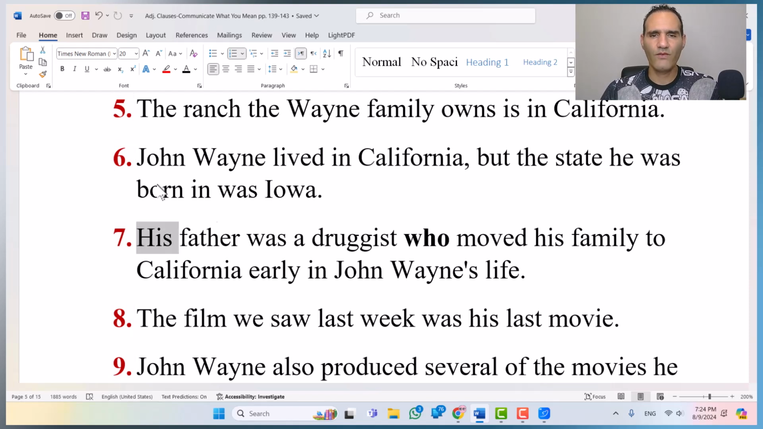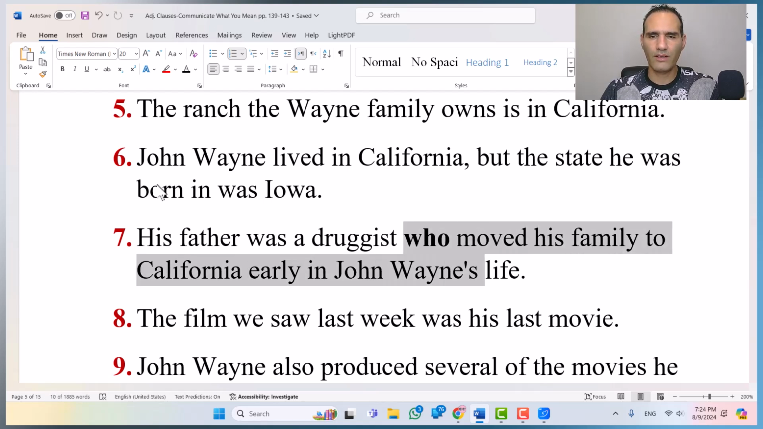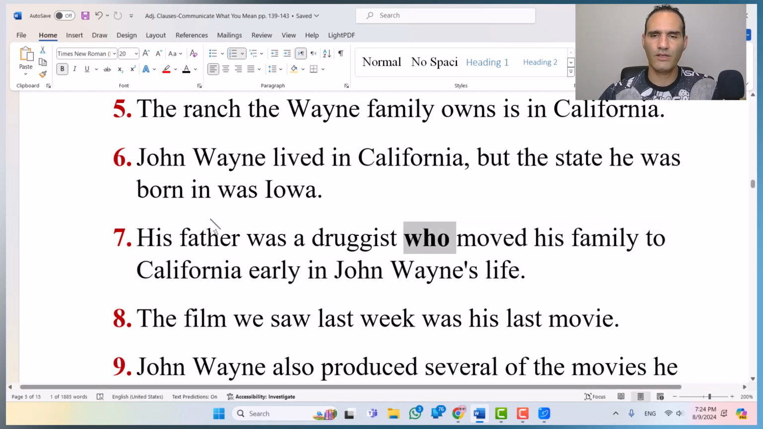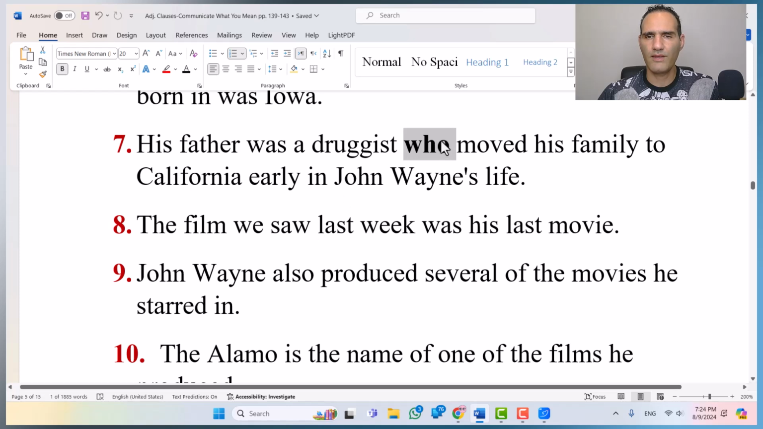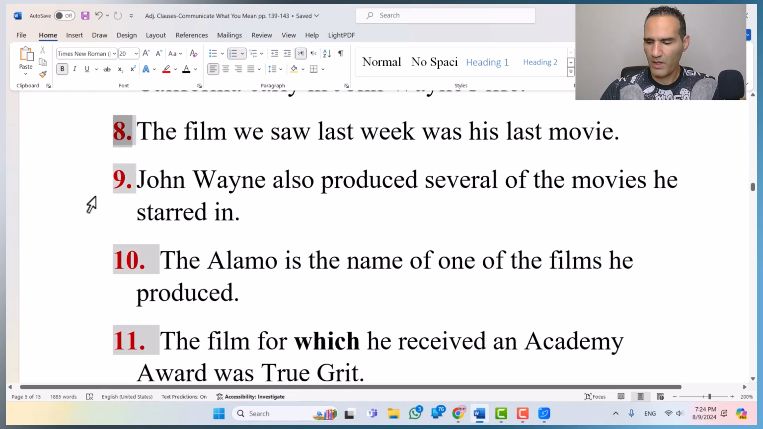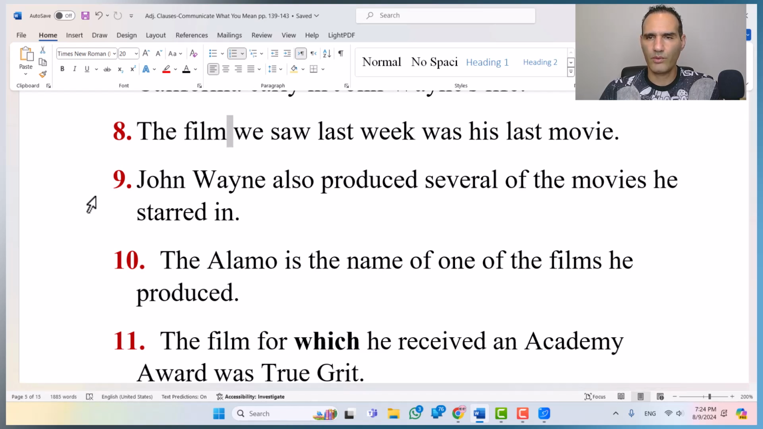Number 7. His father was a pharmacist, who moved his family to California early in John Wayne's life. Relative pronoun as subject and cannot be omitted. Only that could come instead of who. Number 8. The film we saw last week, it is relative pronoun as object and it is omitted.